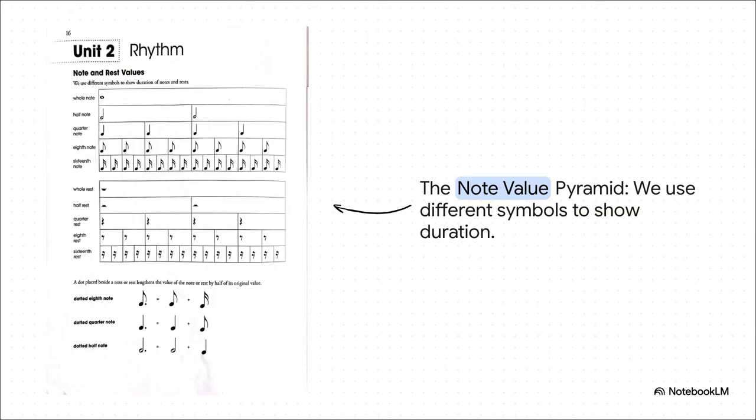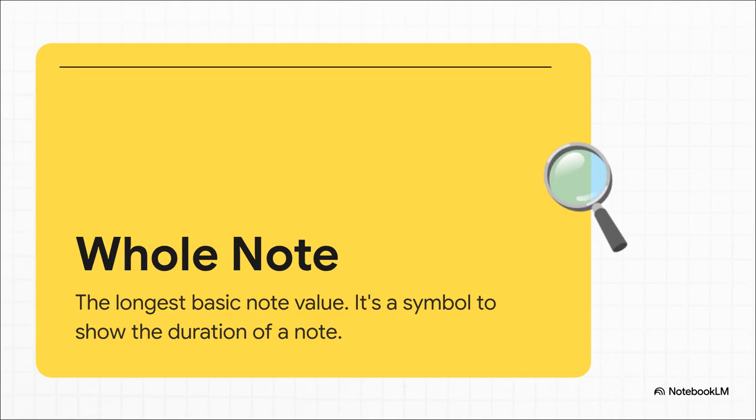Okay, so this chart right here, this is basically our Rosetta Stone for rhythm. It's called the note value pyramid, and the logic is beautiful in its simplicity. As you go down a level, each note is worth exactly half of the one above it. So one of those big whole notes splits into two half notes. One half note splits into two quarter notes. You see the pattern? It's perfect. Simple math.